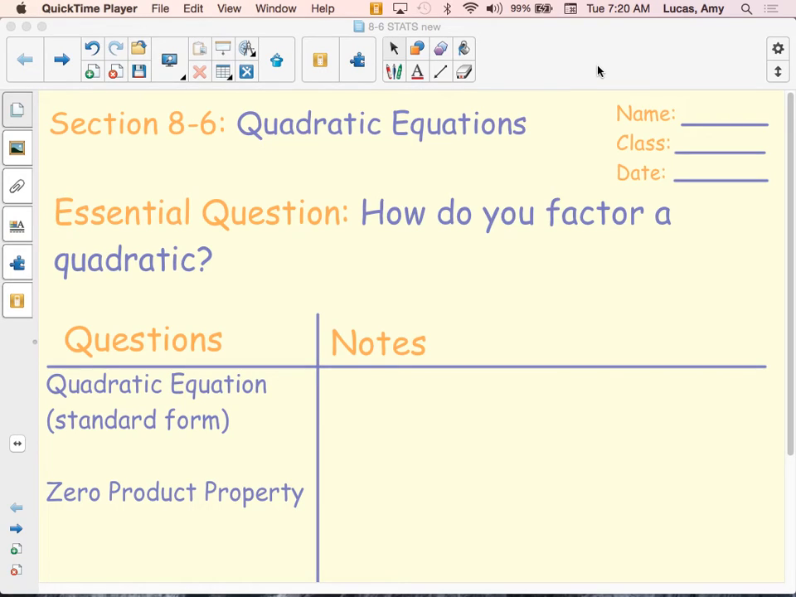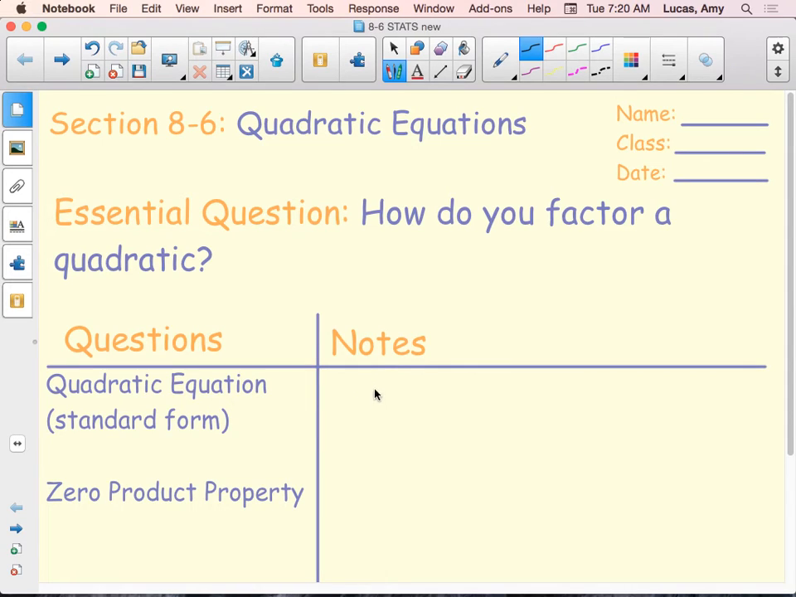Lesson 8-6, Quadratic Equations. Our essential question is, how do you factor a quadratic? We have two new vocab words. The first one is quadratic equation in standard form. What that looks like is similar to standard form for a linear equation, only because it's a quadratic, you see an exponent of 2, so it's a second degree equation. So instead of linear, it's quadratic because of the exponent 2 being the highest degree.